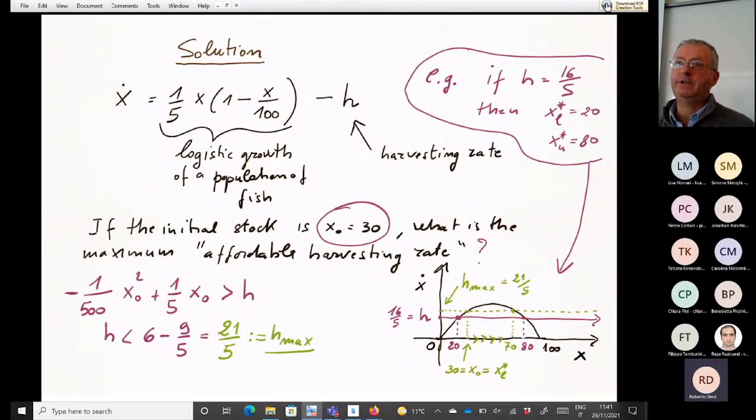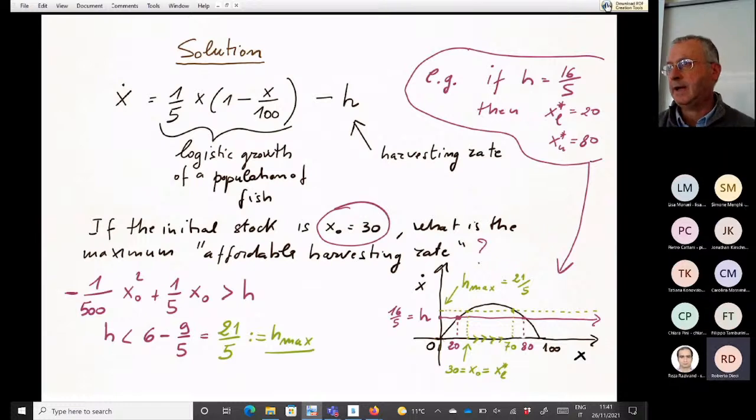So this is just an example, and I hope that this makes clear the usefulness of these qualitative models.